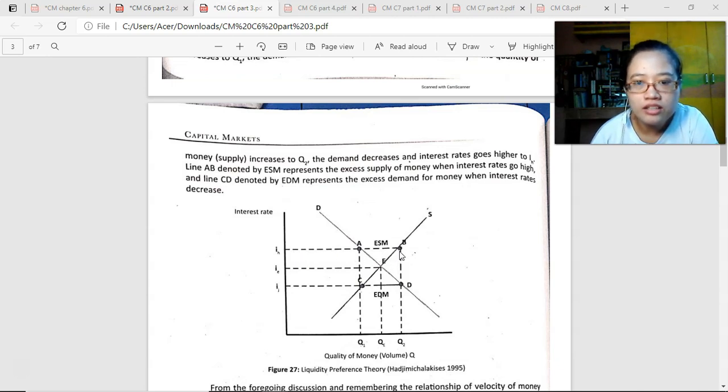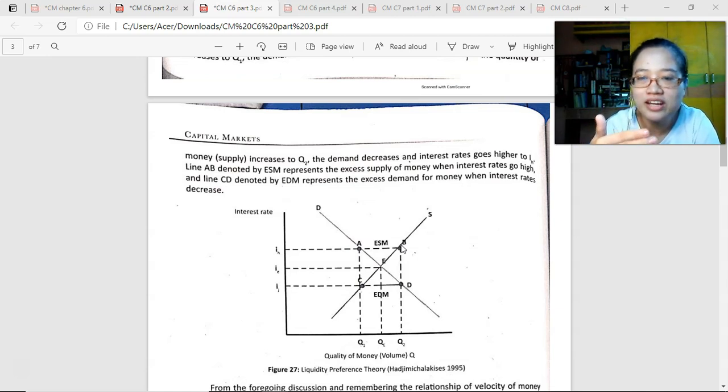Line AB, itong point na to, line AB, denoted by ESM, represents the excess supply of money when interest rates go high. Okay, and alam naman natin, kapag tumataas ang interest rates, yung demand bumababa. Okay. Actually, tawag dito, papaikot-ikot lang. Kapag tumaas yung supply, bababa ang interest rates. Kapag bumaba ang interest rate, tataas ang demand.